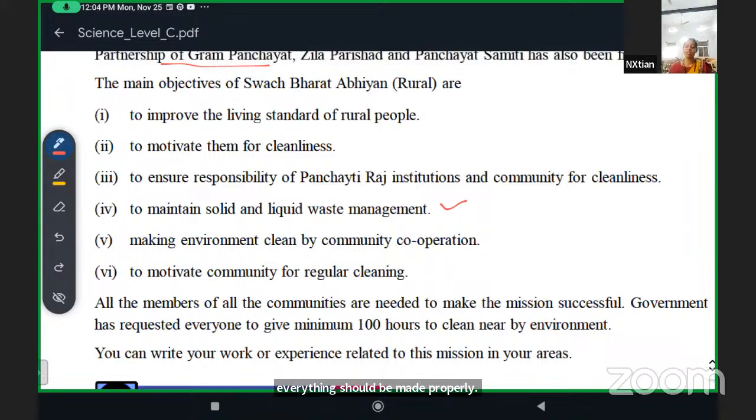Then we have making environments clean by community cooperation, such as communities coming together and organizing drives for cleanliness.